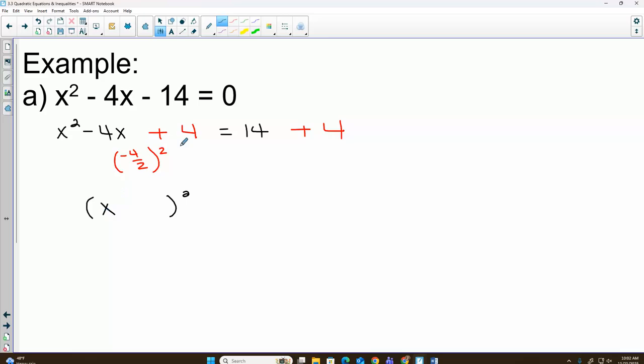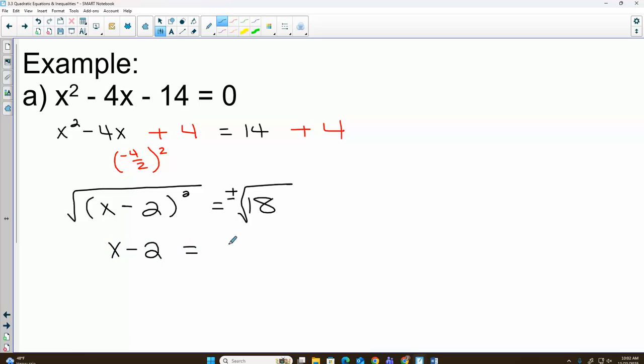Okay. What multiplies to 4 and adds to -4? So then to solve that, we can square root. With that, we always add plus and minus. So this turns into x minus 2 equals plus and minus.